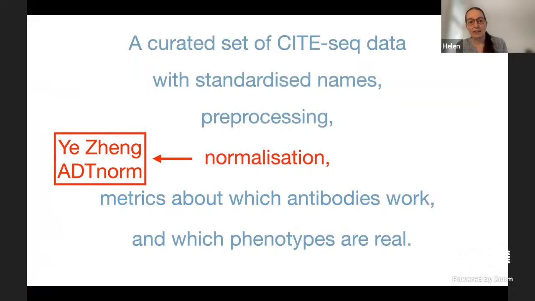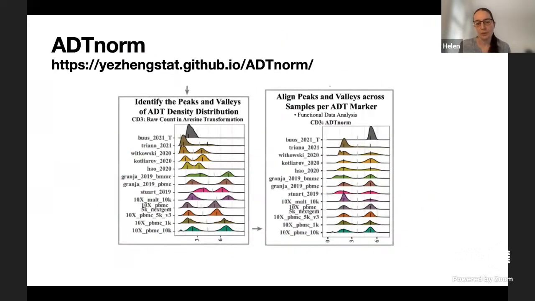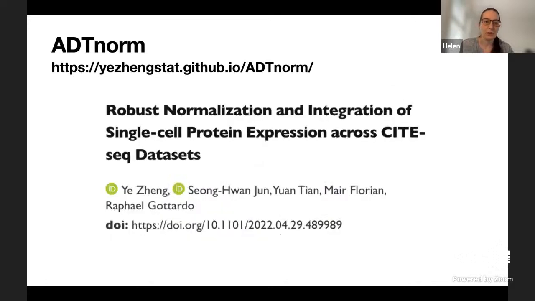Ye Zhang at the Fred Hutchinson Center has an R package, ADTnorm, for normalizing the protein component of CITE-seq data. It's inspired by methods from flow cytometry, and it works by aligning negative and positive peaks. It's particularly useful if you want to normalize across samples and you don't necessarily have empty cells or isotype controls that you might use for detecting background antibody binding. So her method is available as an R package on GitHub. The preprint is available on bioRxiv.